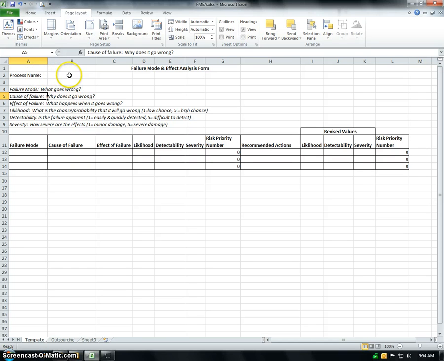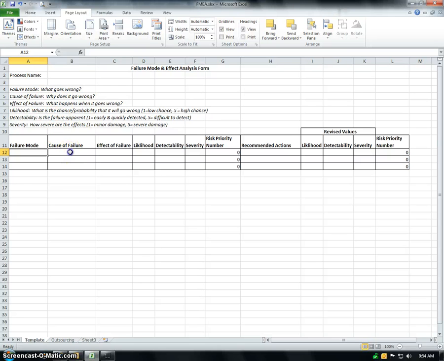So looking at this template, first thing we're going to do is fill out the process name. So we need to define what it is that we're looking at. And then we just start brainstorming. And brainstorming consists of what are the things that could go wrong with our process. And that's in this first column, the failure mode. It's what can go wrong.